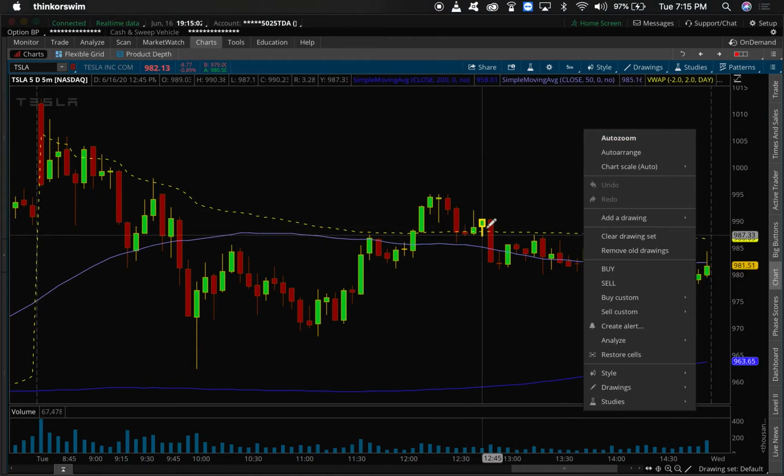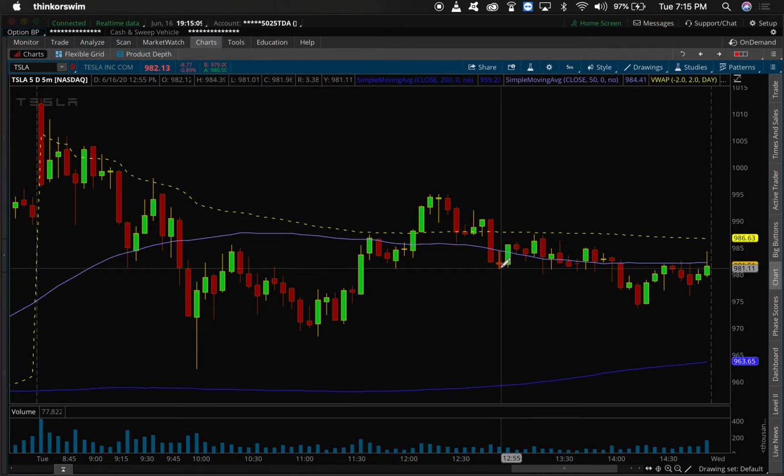But the bears came in and pushed it down, so if you did get in here, that would have been a good exit point for minimal losses.